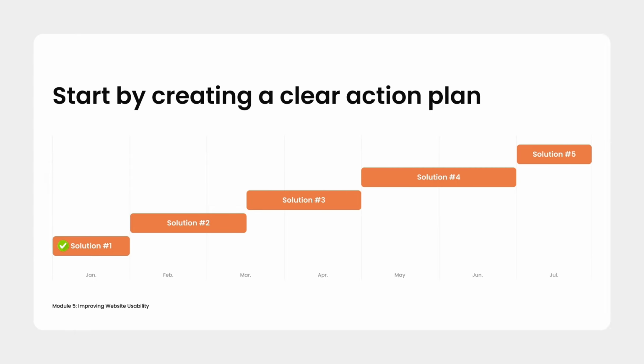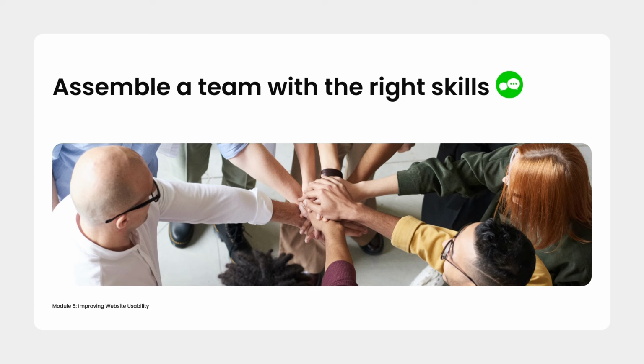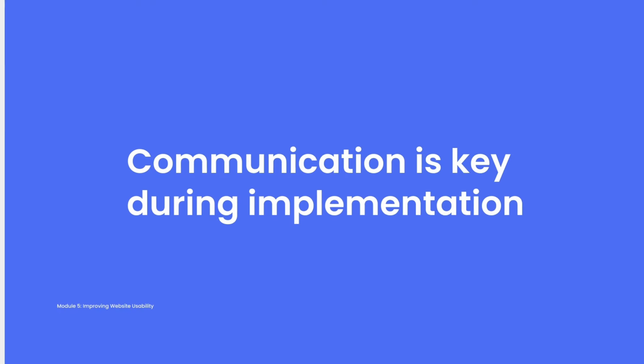Start by creating a clear action plan. Outline the steps needed to implement each improvement and set realistic deadlines. This will help you stay organized and on track. Next, assemble a team with the right skills and expertise to tackle the improvements. Depending on your needs, this might include designers, developers, content creators, and other specialists.